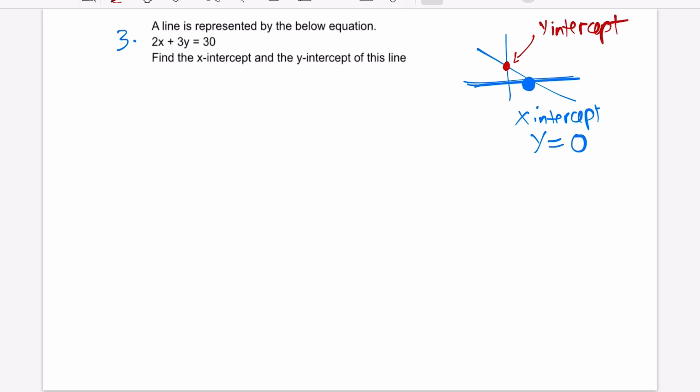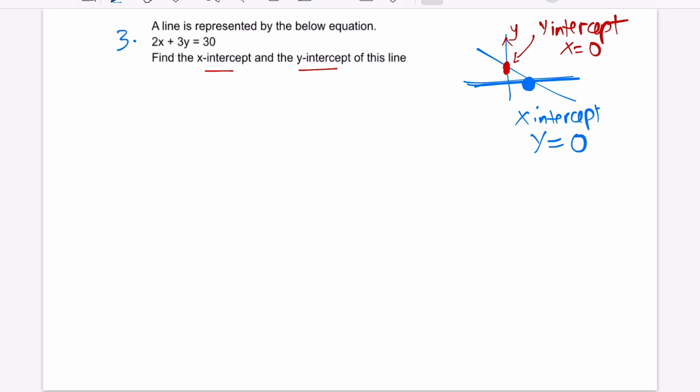All right. Y-intercept is nothing but the value of y on the y-axis. This is the y-axis. When you are on the y-axis, x is 0. So you can simply find the x-intercept and y-intercept by substituting y as 0 and x as 0 respectively.